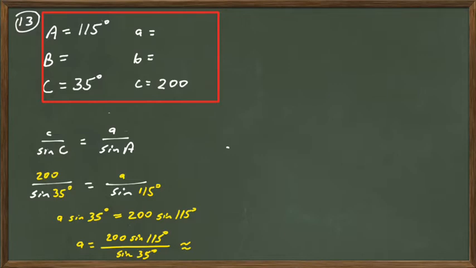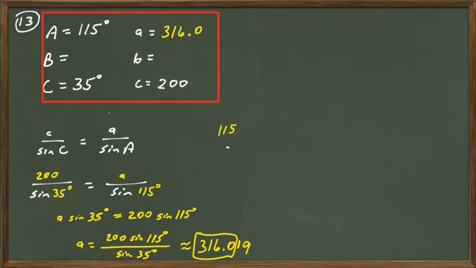Punching it in my calculator: 200 times sine of 115 degrees, take that number, divide by the sine of 35 degrees. And I get 316.019. I don't think that's going to round, so I'm going to call it 316.0. It says to round to the tenth, so I'm going to put that, because that would round it to the tenth. Can I find angle B?